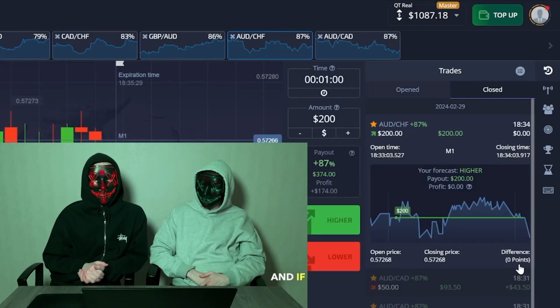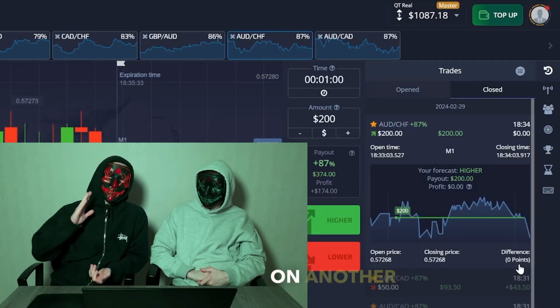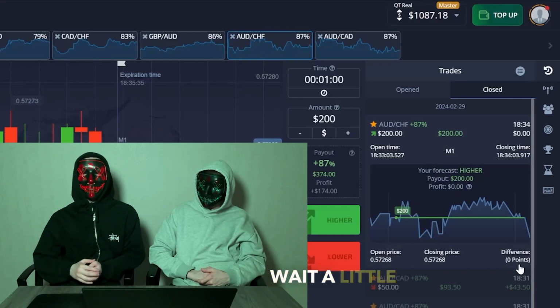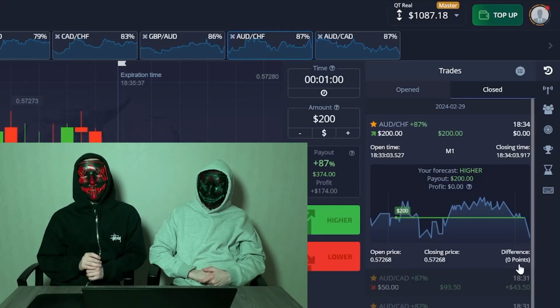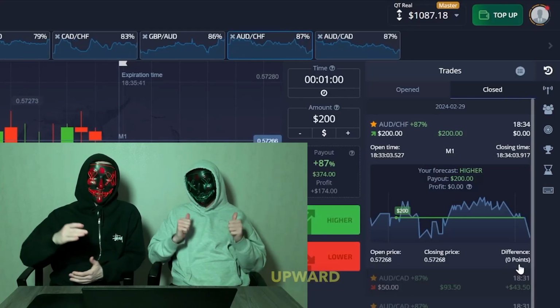This happens, and if you encounter such a problem, don't worry. Open the next trade on another currency pair. Wait a little, let the market move a little, luck will come to you, friends. And we continue. Here we have an upward trend.